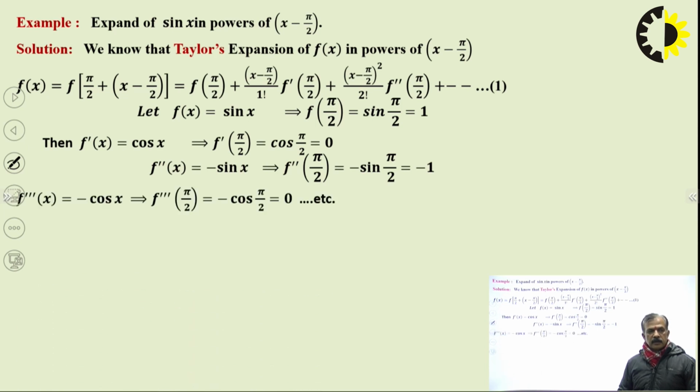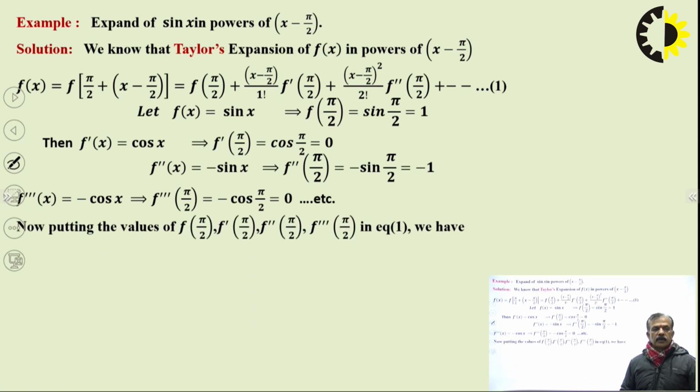The third derivative of this function is minus cos x, and the value of this third derivative at x equal to pi by 2 is minus cos pi by 2, that is 0, and so on. Now we put these values, that means the value of f of pi by 2, the value of the first derivative at pi by 2, the value of the second derivative at x equal to pi by 2, and the value of the third derivative at pi by 2, in equation 1, or in the required expansion.